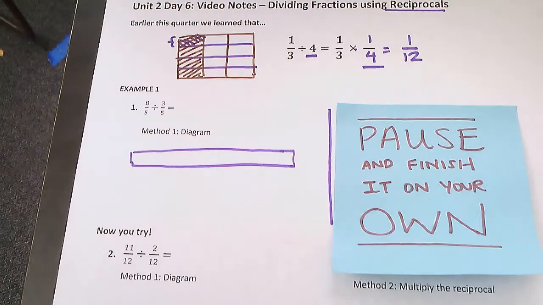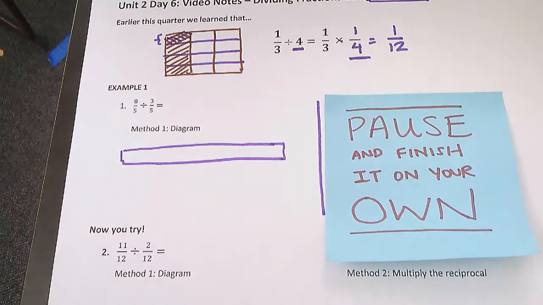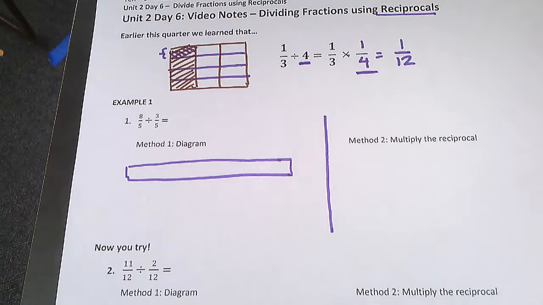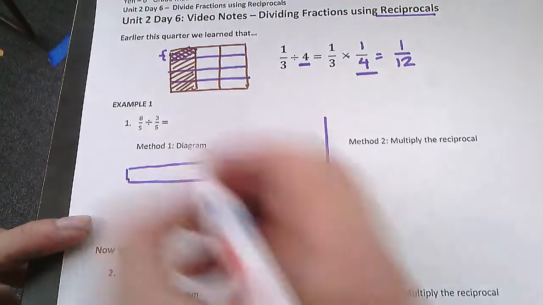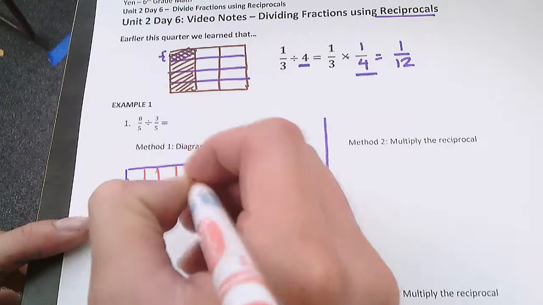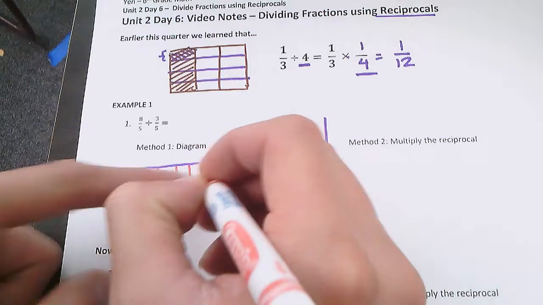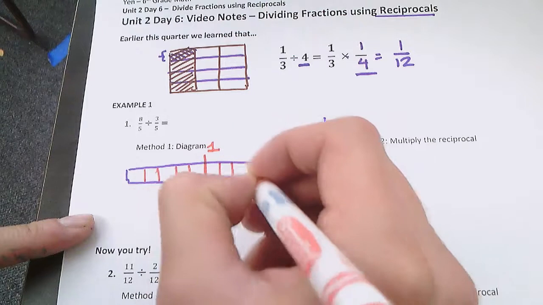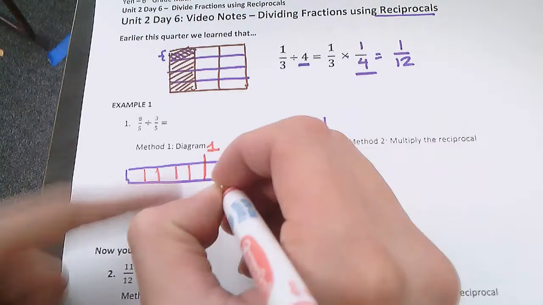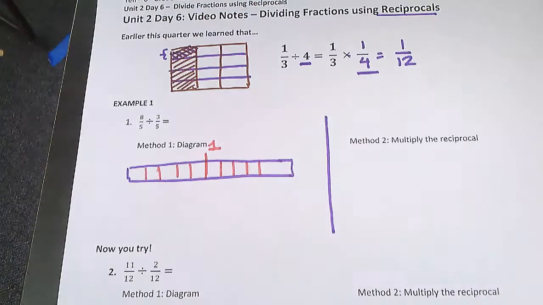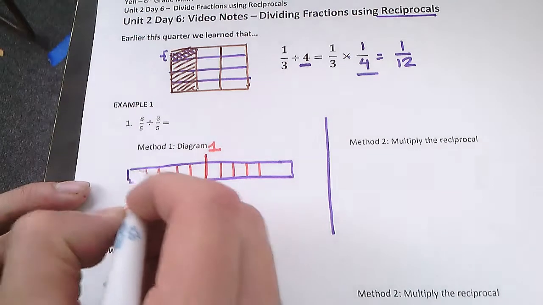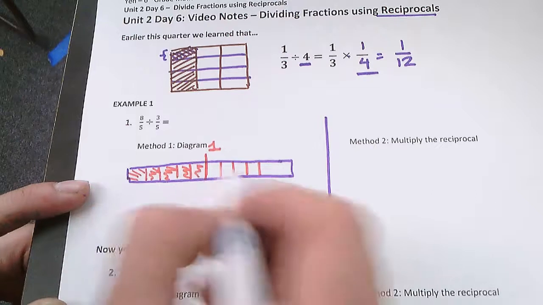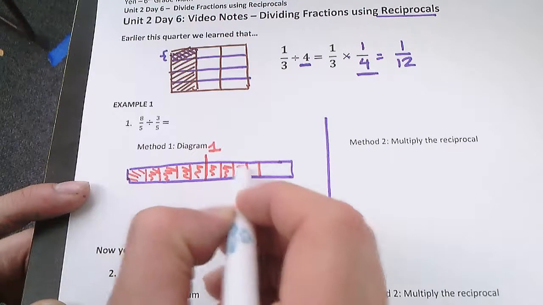And now you're resuming the video after you've completed this diagram. So 8/5, let's draw that out. Here's 1. And then 1, 2, 3, 4, 5. There's another fifths right there. And we want 8 of these. 1, 2, 3, 4, 5, 6, 7, 8.